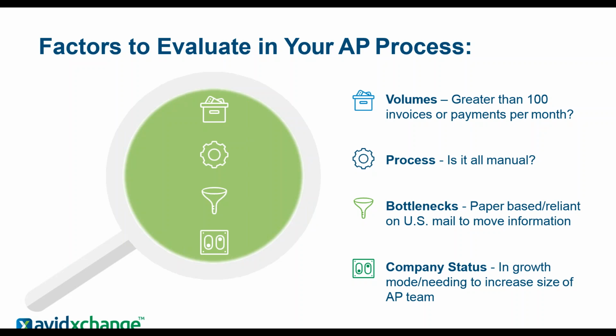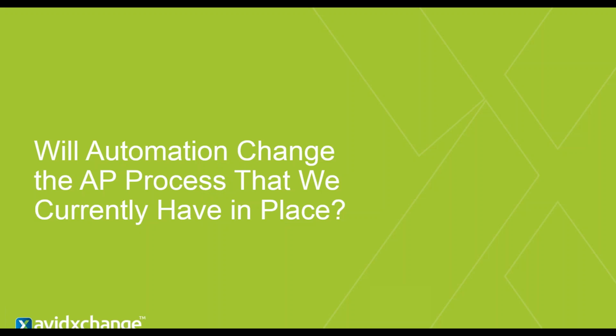Well, that adds up real fast. Next thing you know, you're doing 500 to 1,000 or more invoices per month. You may want to plan for the future, and automating your AP process is going to be a big part of that. Second question, so will automation change the AP process today?